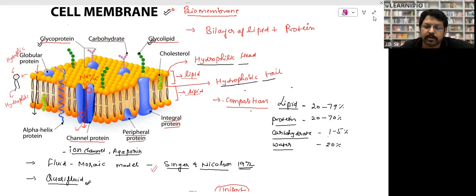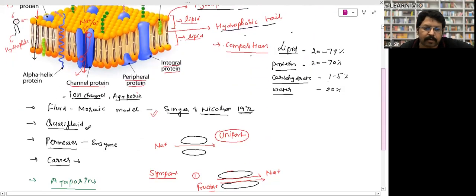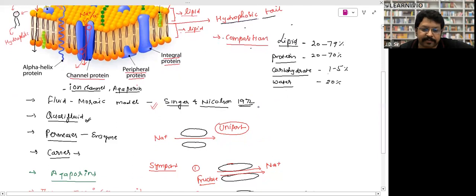So remember, who gave the term? Kramer and Nageli. That question has been asked. The fluid mosaic model was given by Singer and Nicholson in 1972. They got the Nobel Prize for the same. That also you have to remember.